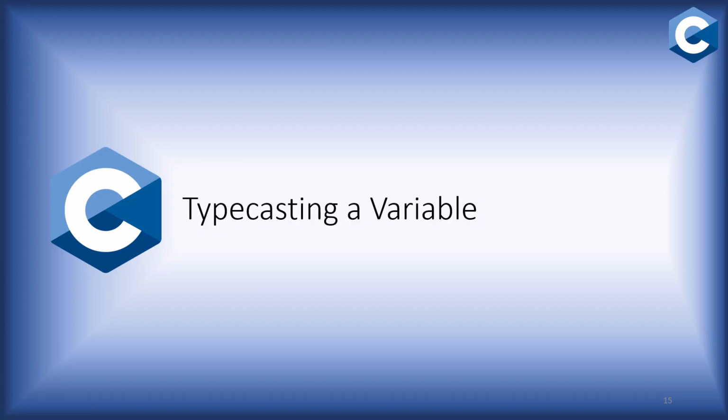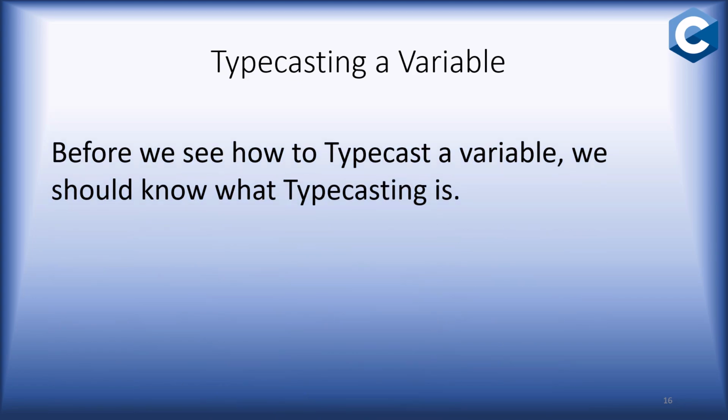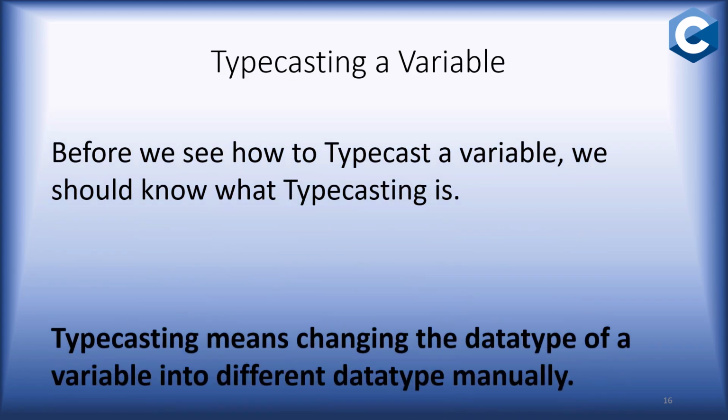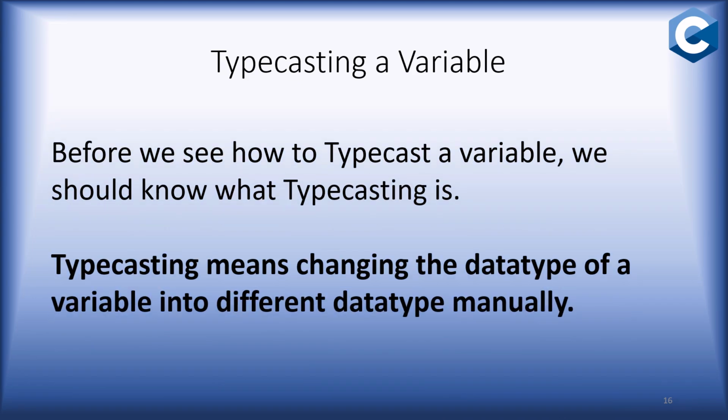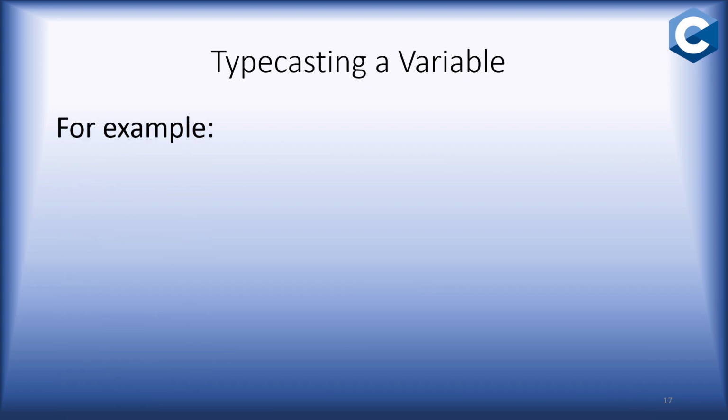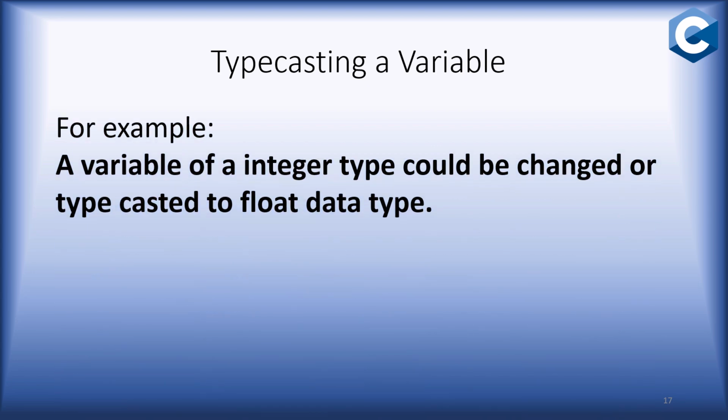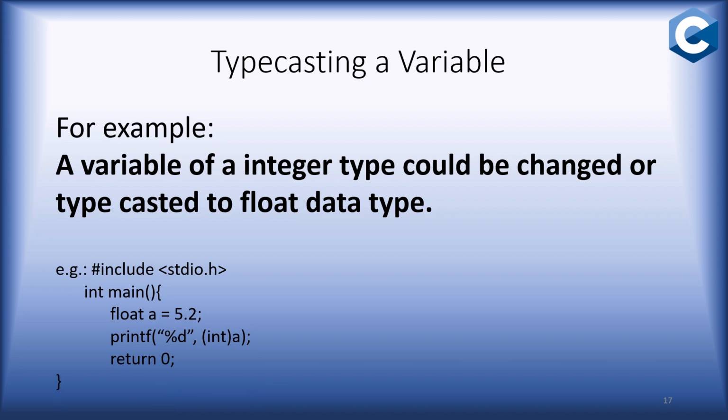Now let us talk about typecasting a variable. In general, we have to know what typecasting is. Typecasting means changing the data type of a variable to another data type. For example, if there is a variable declared in float type, it could be typecasted to integer type. Now, as you can see, this is an example of converting a decimal number to an integer data type number.